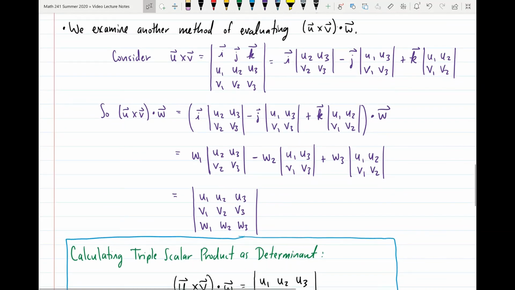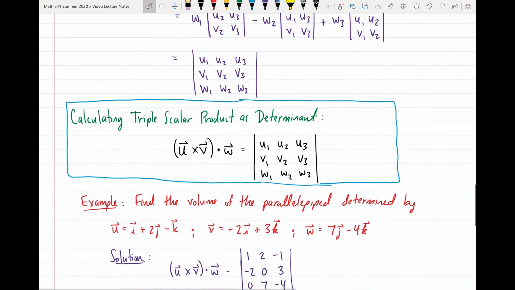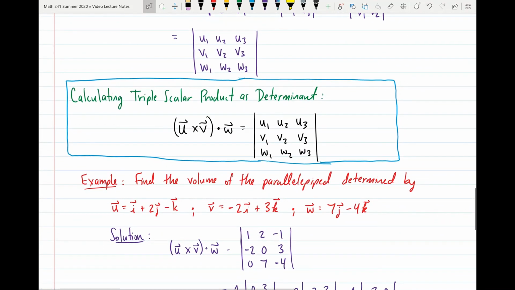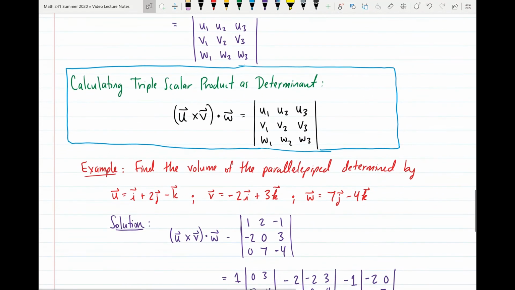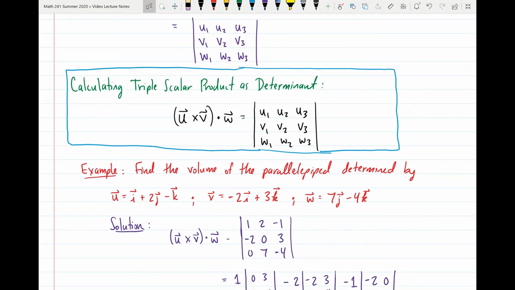So instead of going through that, I'll go right to the formula that we get for calculating the triple scalar product as a determinant. So if I have three vectors, u, v, and w, and I want their triple scalar product, which is u cross v dot w, that is equivalent to the determinant of the matrix that I have written here. So the matrix where the first row is the components of u, the second row is the components of v, and the third row is the components of w.